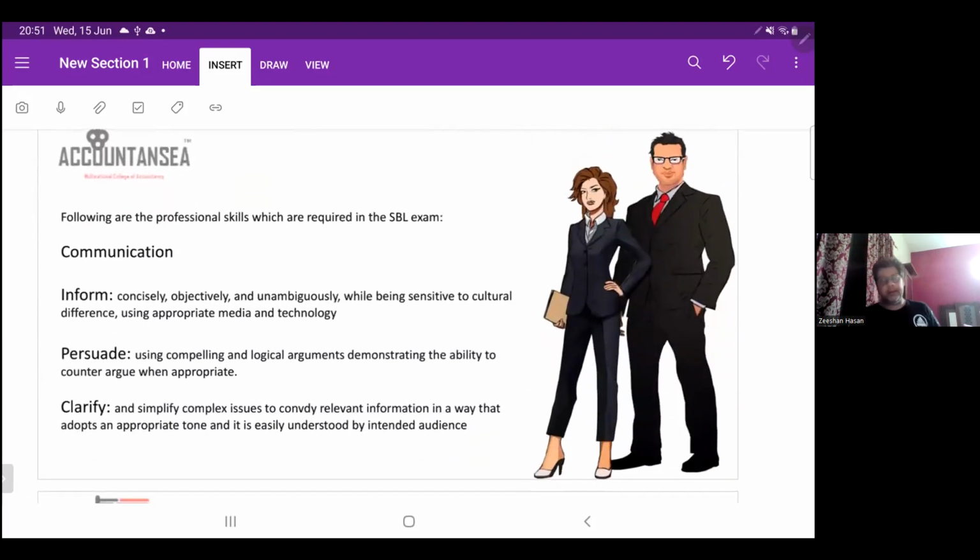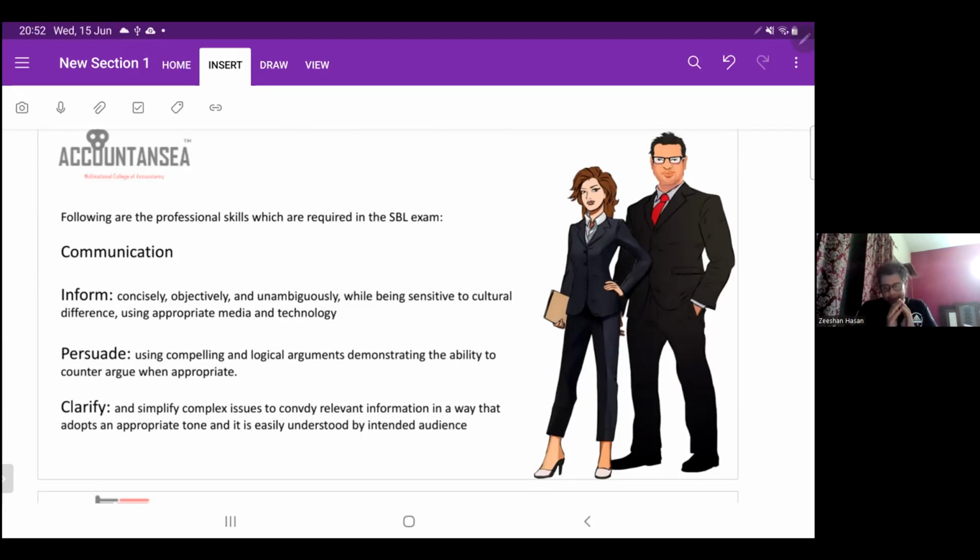So you can't ignore these professional marks, and you have to be very sure. So how to get these professional marks? You need to know some of the skills, right? First of all, communication. If the examiner asks you to emphasize communication skills, you need to inform the relevant audience, either the board or the general public, whatever they are in the scenario. You have to inform about the particular issue, scenario, or problem concisely and objectively. It should be clear and unambiguous, right?